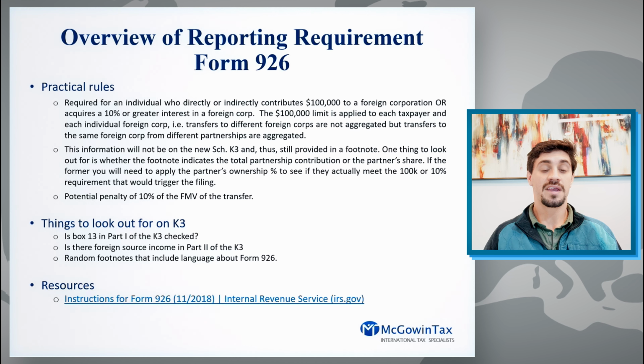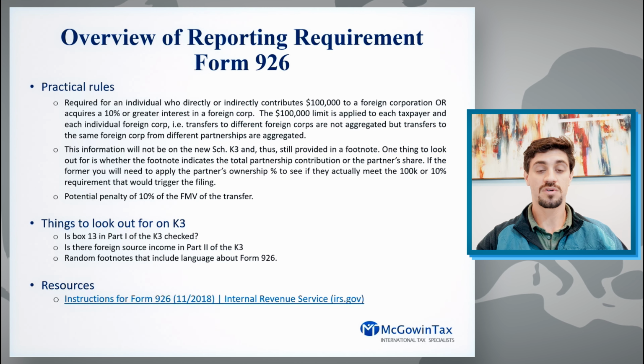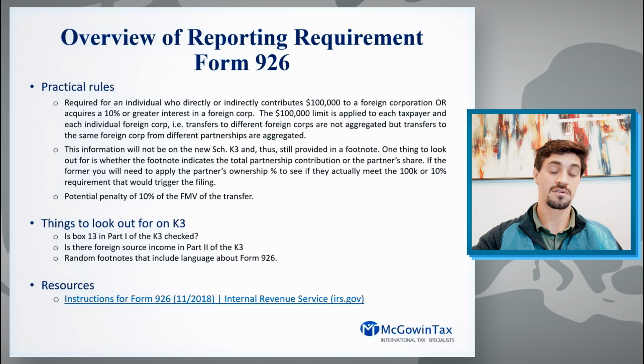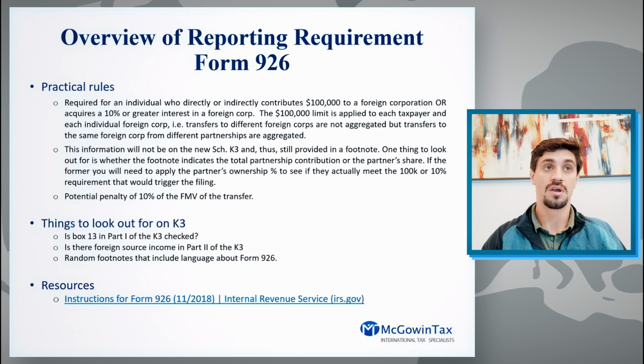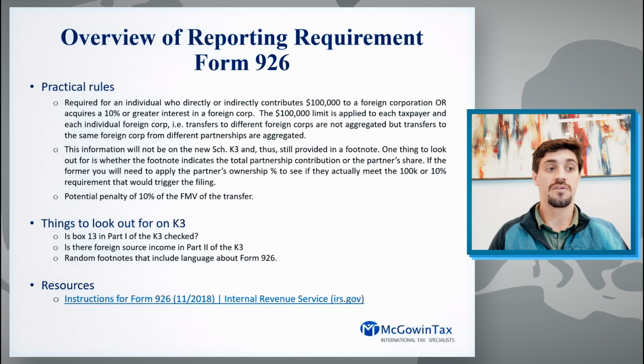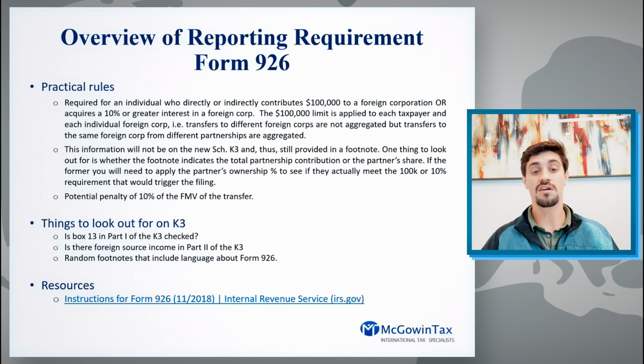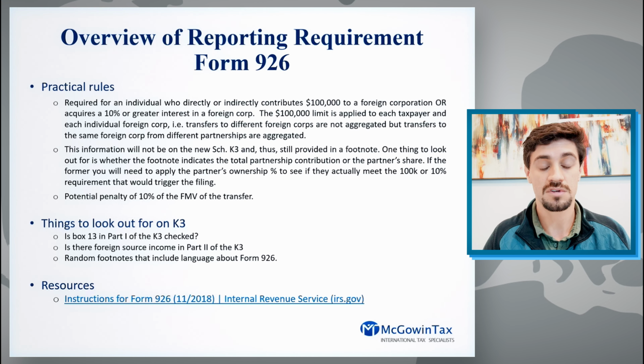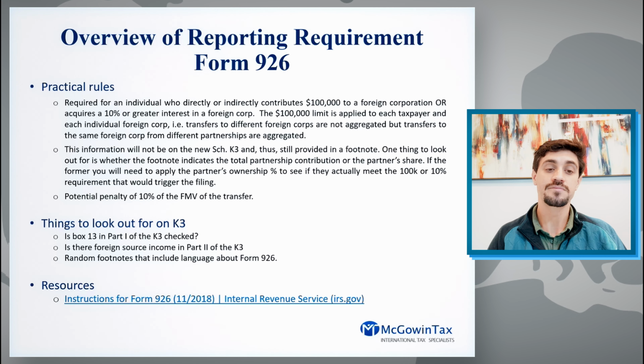So you could make two $99,000 contributions to two different foreign corporations and not have a 926 requirement, assuming you don't own more than 10% of them after the contribution. But if you make multiple transfers to the same foreign corporation over the year and it adds up to more than $100,000, you have that 926 requirement.